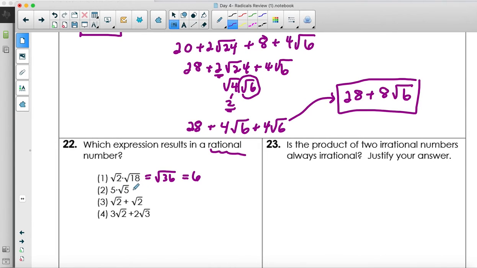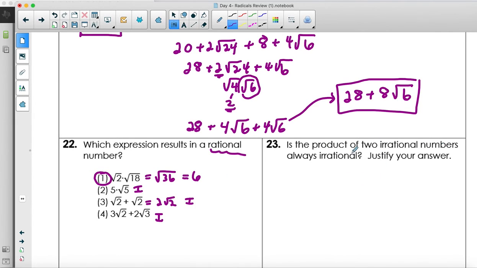So 5 radical 5, that's a non-perfect square, so that's irrational. Okay, this 1 radical 2 plus 1 radical 2 is going to equal 2 radical 2. That's irrational because I have this non-perfect square component, and both of these are non-perfect squares, so those are irrational. So this is the only one that's going to turn up rational, right?